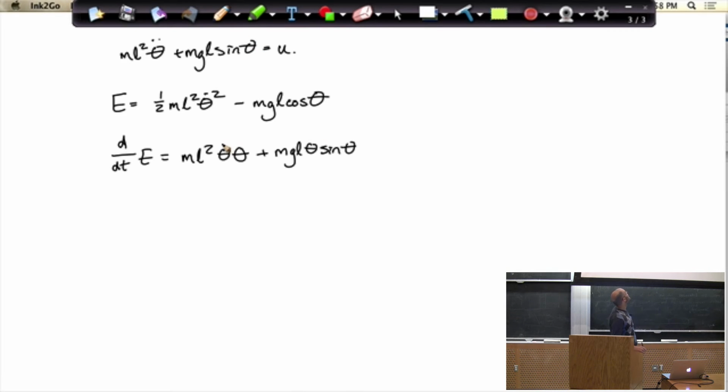See, this is your comments in action. That's a big dot. That's 2 big dots, and that's 1 big dot. All right. Okay, now the cool thing is we can substitute in here. We know what theta double dot is in terms of u. So we're just going to do some manipulation here.